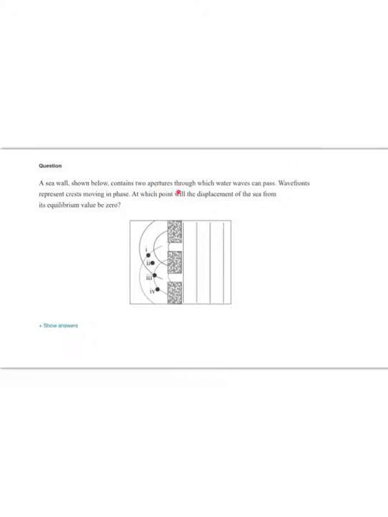It asks, at which point will the displacement of the sea from the equilibrium value be 0? Well, let's have a look at what these waves actually look like. If this is what a wave more or less looks like, then the crest wave fronts, these bits here, equate to the crests. And so therefore the troughs would be in the center between one crest and the other, right? So this would be equivalent to a trough, and this in the middle would be equivalent to a trough instead.